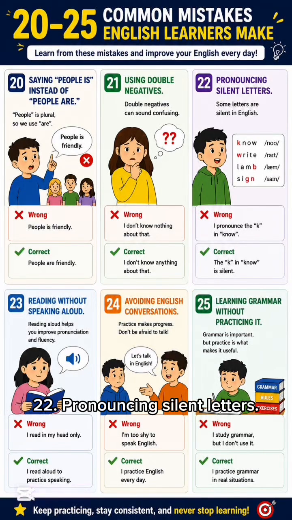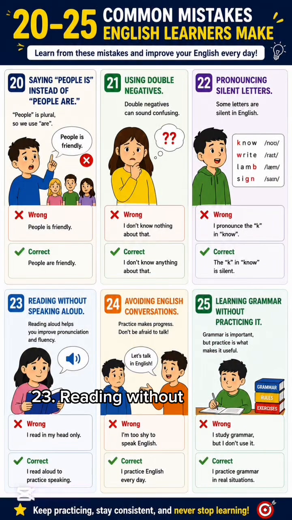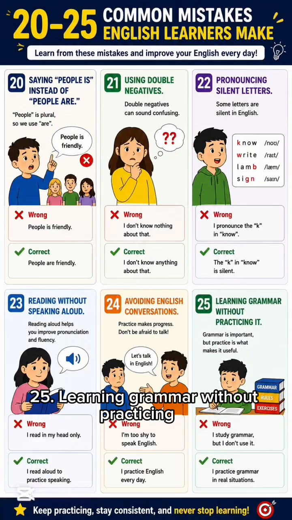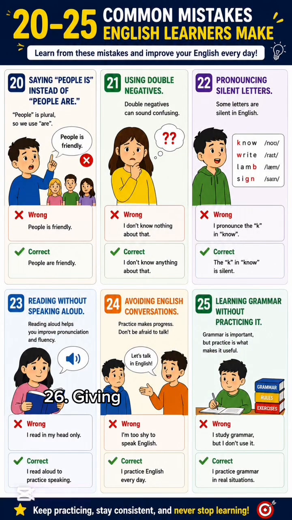22. Pronouncing silent letters. 23. Reading without speaking aloud. 24. Avoiding English conversations. 25. Learning grammar without practicing it. 26. Giving up after making mistakes. 27. Studying only with textbooks.